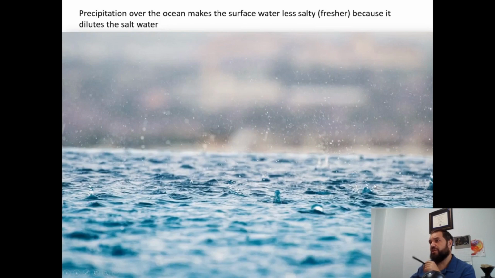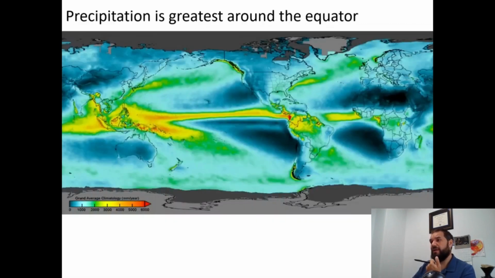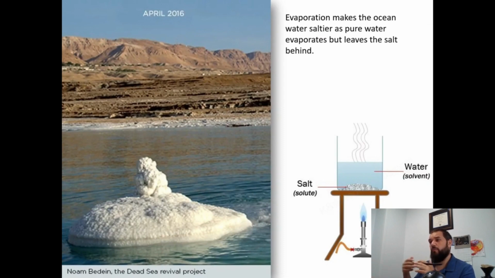So precipitation on the ocean makes the surface water less salty, makes it fresher, because it dilutes the salt water. So number 8 says, what are some factors that affect salinity in the upper ocean? Well, precipitation and evaporation are two of those processes. So for number 8, put precipitation / evaporation. Those two processes together are going to either raise or lower the salinity. Evaporation is going to tend to raise the salinity. You know that when water is evaporating off, like if I took some salt water and put it over the stove top and started boiling the water off, the salt would stay behind.